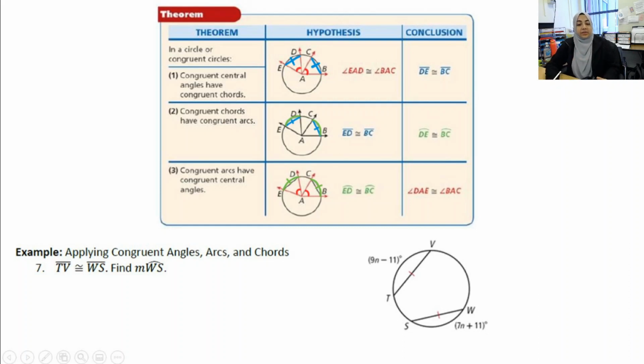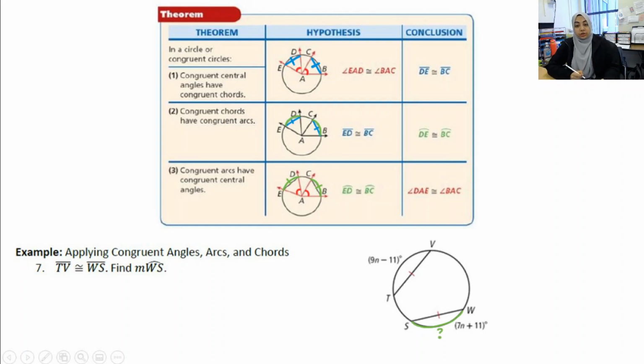So in this example, it says segment TV is congruent to segment WS. And that's already marked for us if you notice. It says find the measure of arc WS. So our job is to find this arc right over here, question mark.